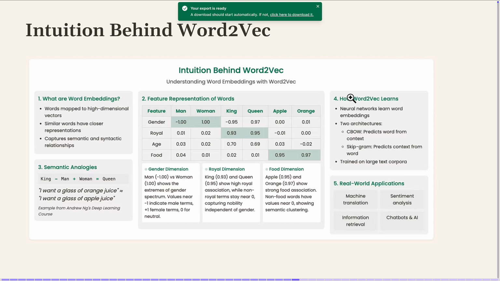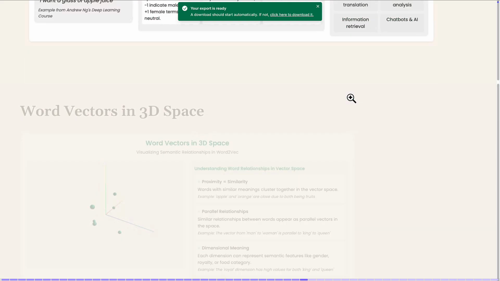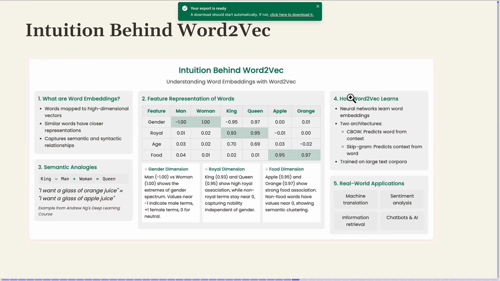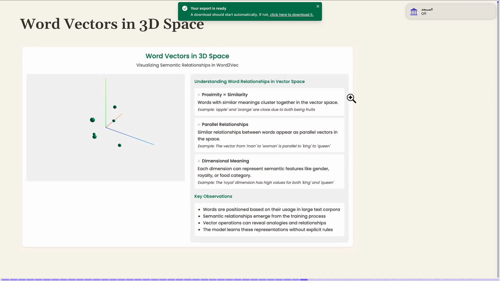Okay. And similar words will have closer representations. So this is how we're going to train our neural network model: to learn closer representations for similar words and capture semantic and syntactic relationships as well. Here, the gender dimension, the royal dimension, and the food dimension. We already explained the relationship between all of them, and this can be represented in space.